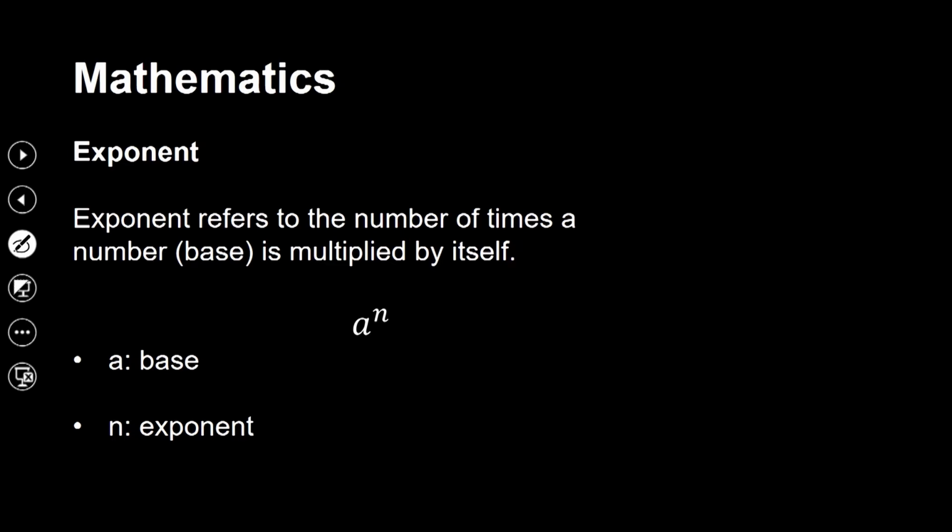Firstly, just so that we touch base on exactly what an exponent is, this is the number of times a number, which is the base, is multiplied by itself, right? So the n here will represent how many times we are multiplying a by itself. If it's 2, it means I'm multiplying a by a. If it's 3, I'm multiplying a by a by a. And the a number will therefore be what we call the base.